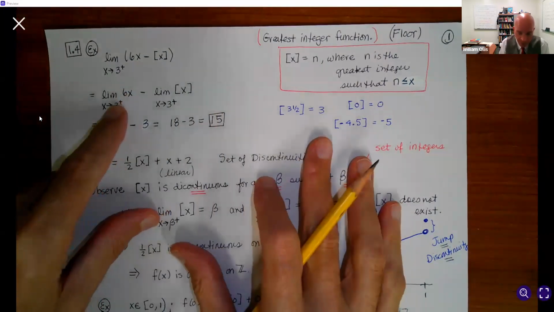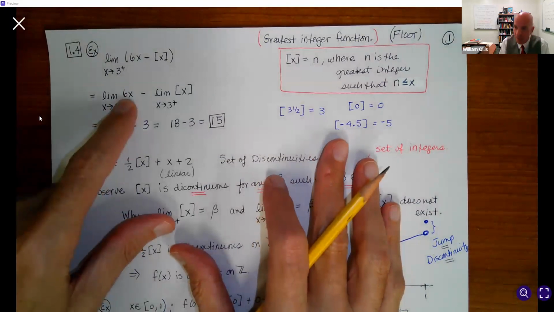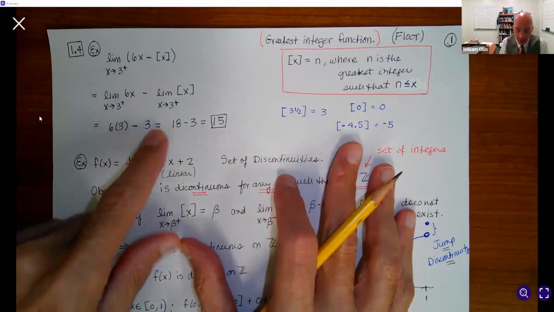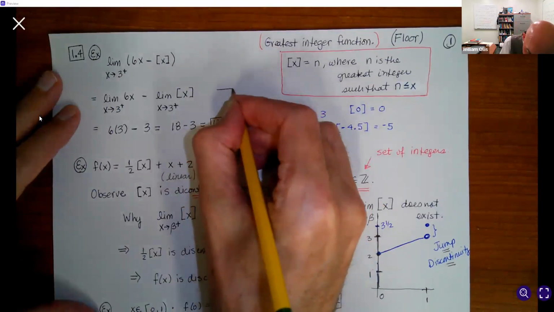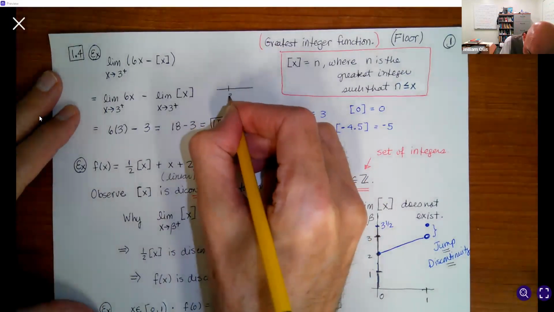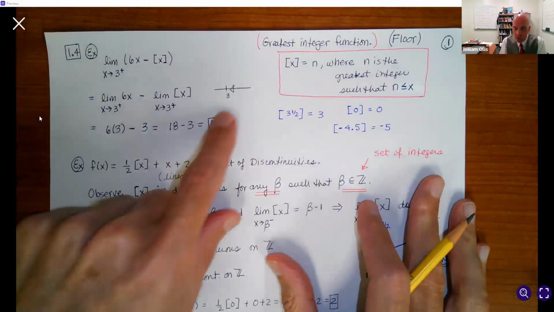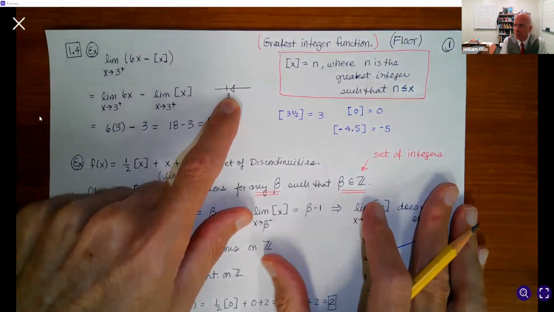So now we have the limit as x approaches 3 from the right of 6x. Well, that's just a polynomial, so that's easy. That's direct substitution. But now, if x is approaching 3 from the right, so you can say 3, and then you approach this way. So basically, you just have numbers bigger than 3, but close to 3.